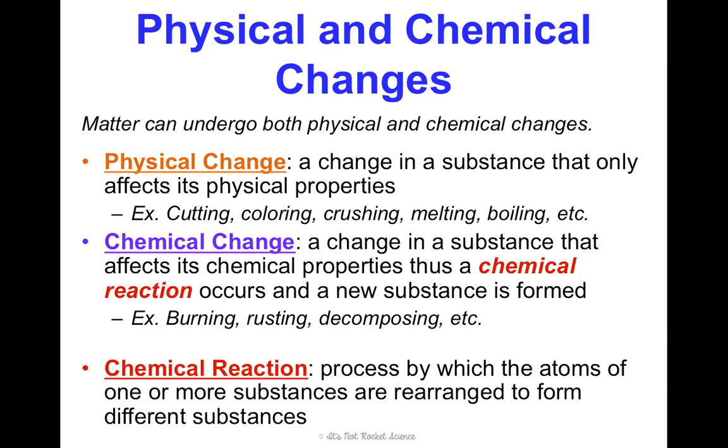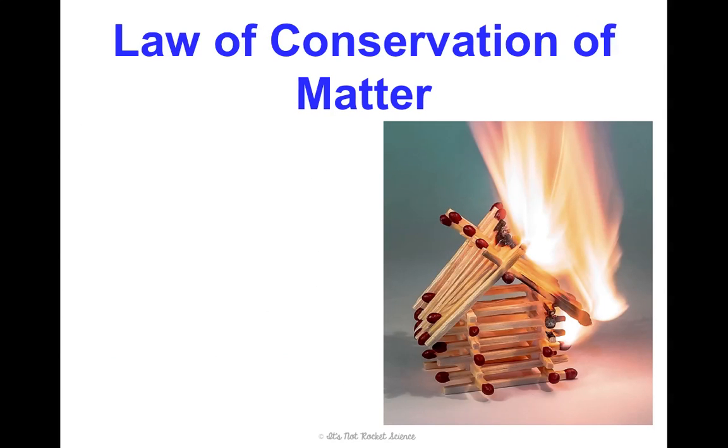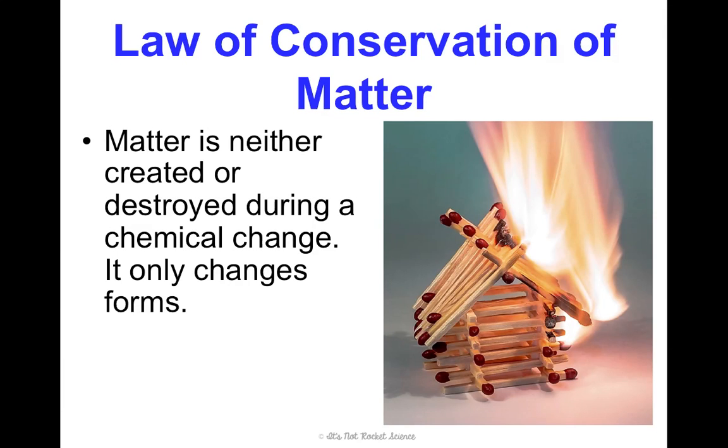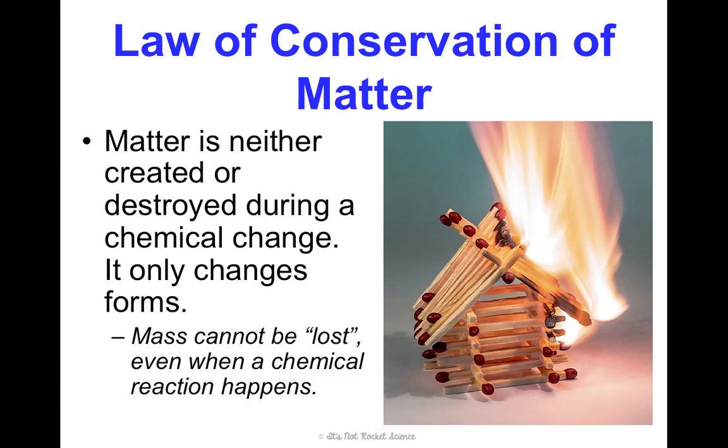But two things I want to mention about chemical changes and chemical reactions before we wrap up. One being the law of conservation of matter. This says that matter is neither created nor destroyed during a chemical change. It only changes forms. So matter is not lost even when a chemical reaction happens. For example, this little house of matches has a mass to it. When I burn it and it turns to ash, there isn't matter that should be disappearing. The matter may be changing forms. Some of it may have been released as a gas, some of it converted to ash, but it should still all exist. It's not just disappearing.